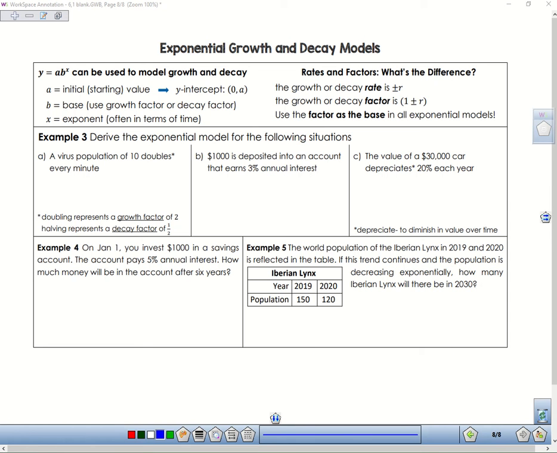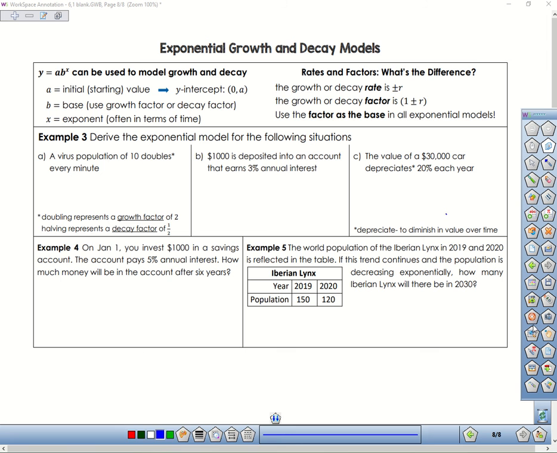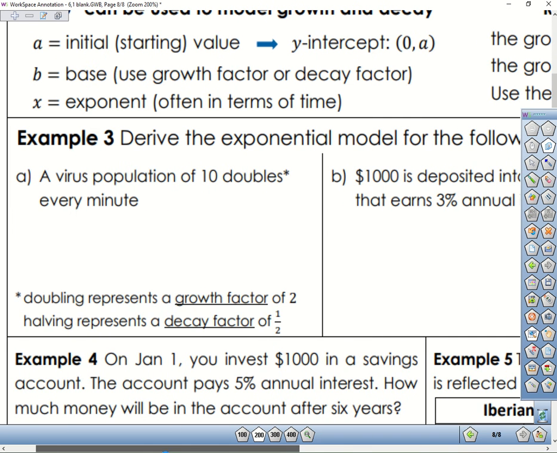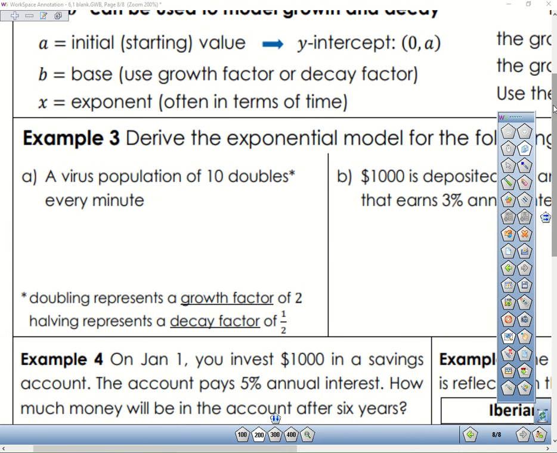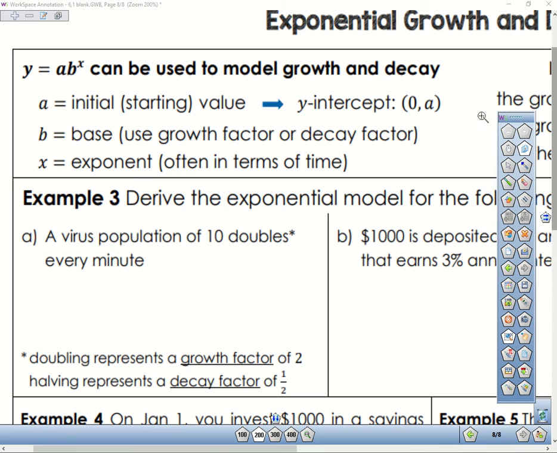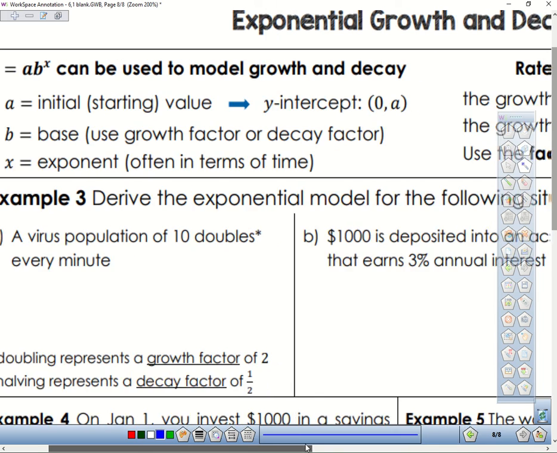Okay, so continuing with exponential growth and decay models, y equals a times b to the x can be used to model growth and decay. So typically you're going to use the basic form, the standard form of the function, when you're dealing with exponential growth and decay problems, like real world problems, where a represents your starting value, which is like your a1 in a geometric sequence. B is your base, known as your growth or decay factor, also known as your rate or your common ratio, basically. And x is the exponent, usually in terms of time. Sometimes you'll see them use t instead of x.